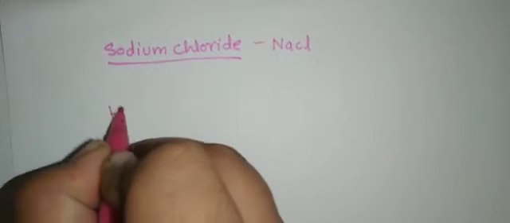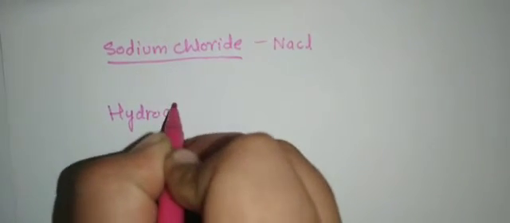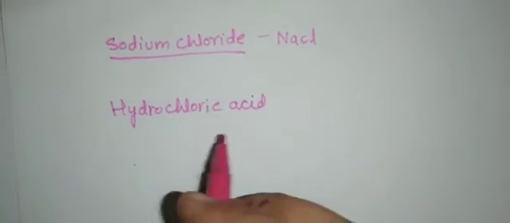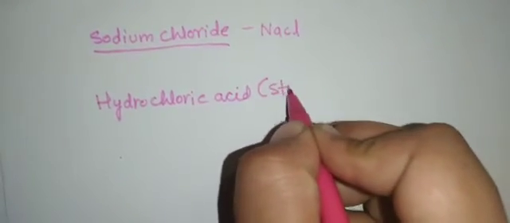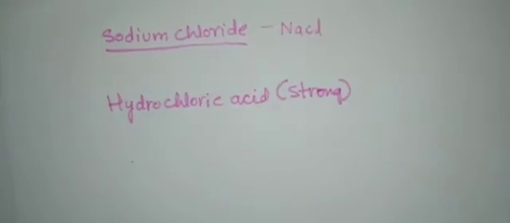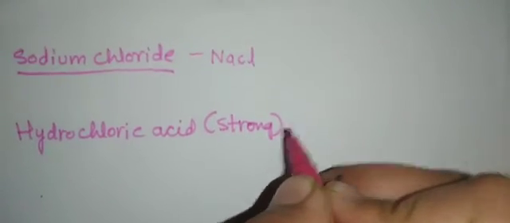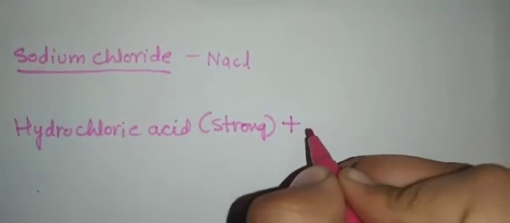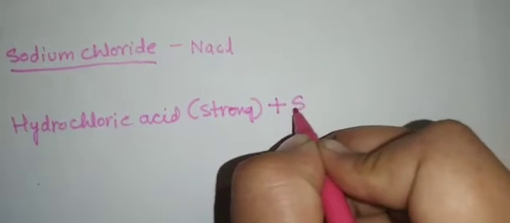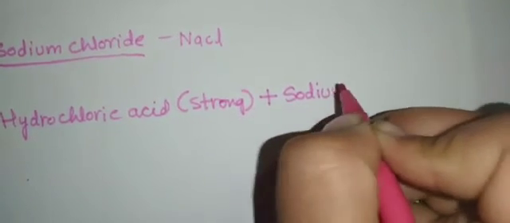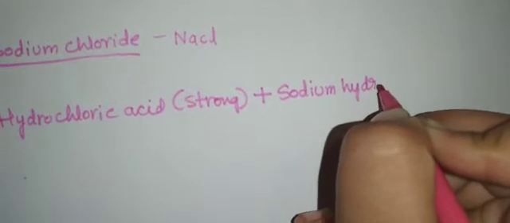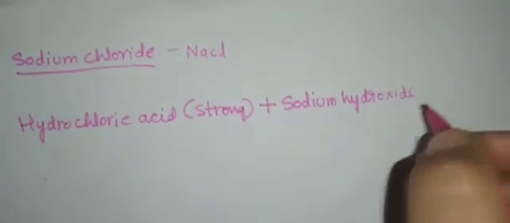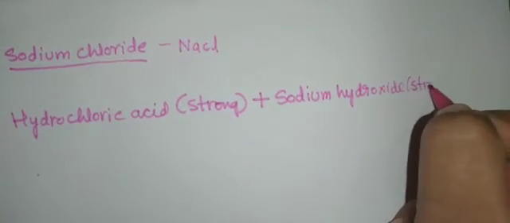So we'll see now how we will get sodium chloride or our table salt. When hydrochloric acid, it is a strong acid, means it is concentrated. Hydrochloric acid is an acid. Next, we'll mix it with a base. What base will we take? Sodium hydroxide. This sodium hydroxide is a strong base.